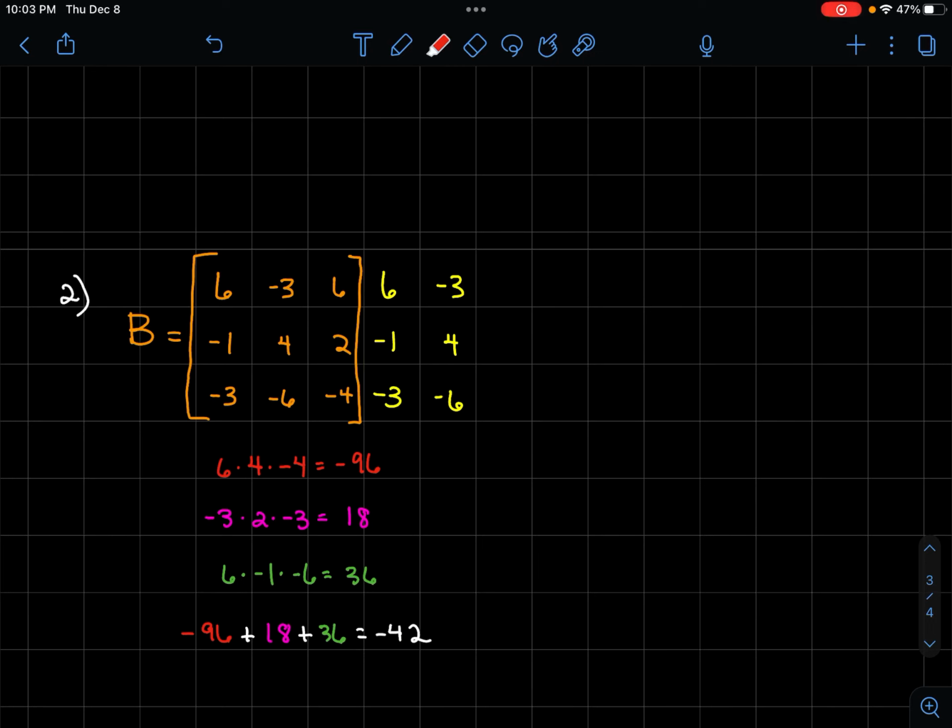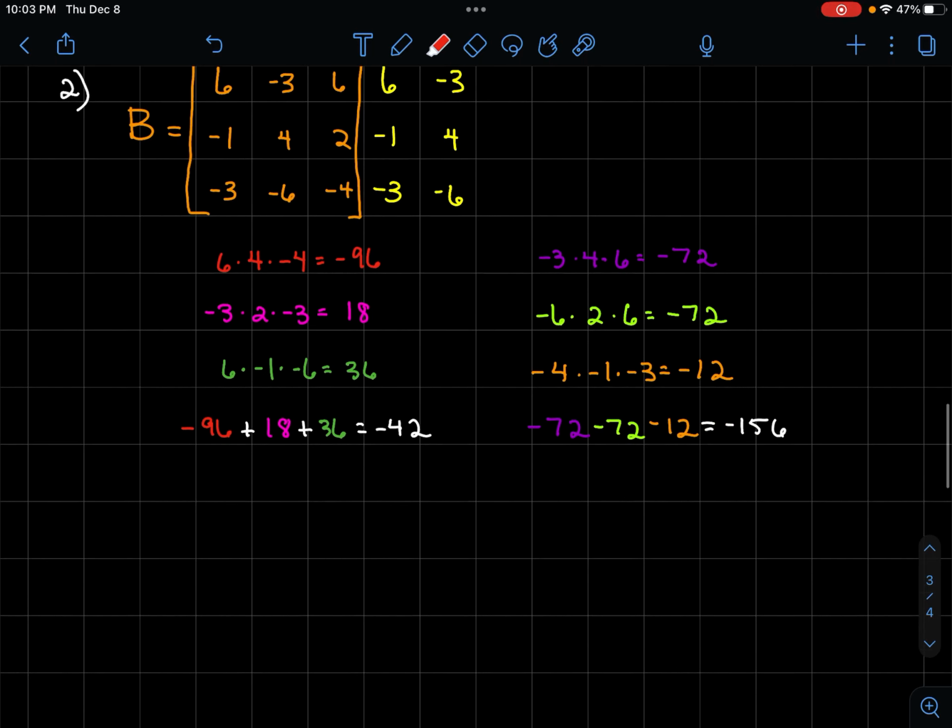Took care of all the left diagonals, so now we'll start in the bottom left-hand corner of our matrix and go with negative 3 times 4 times 6 to give us a product of negative 72. Go to negative 6 times 2 times 6. That product is negative 72 once again. And the one last diagonal that we have here is negative 4 times negative 1 times negative 3, which will give us negative 12. Add up all of these products to give us a total of negative 156.